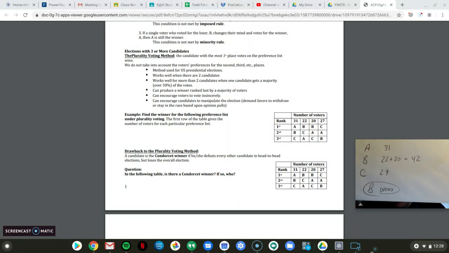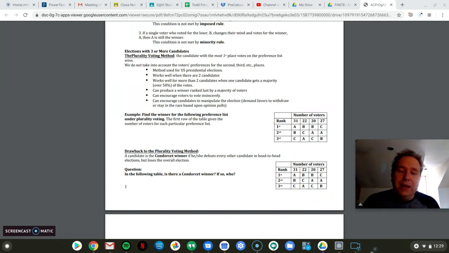You have to look at just the first place votes here, right? So as far as first place votes go, candidate A received 31%. Candidate B received 22% plus 20% of first place votes from these two columns. These two columns are different in their second and third choices, but not the first choice. And candidate C received 27% of the vote. B wins, because 22 plus 20 is the biggest number on there, 42, right?